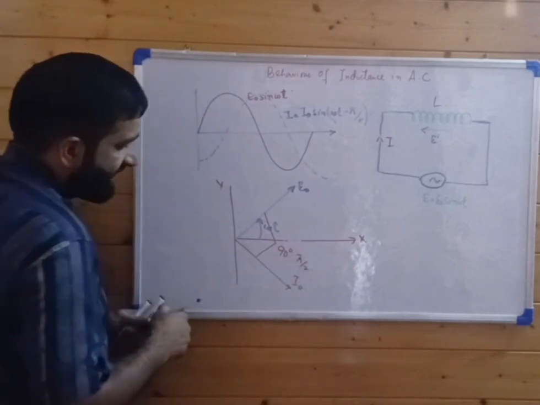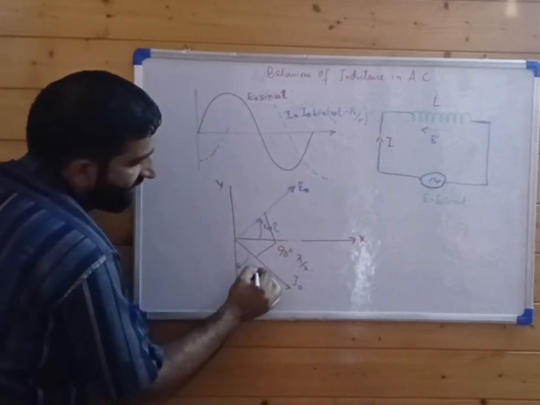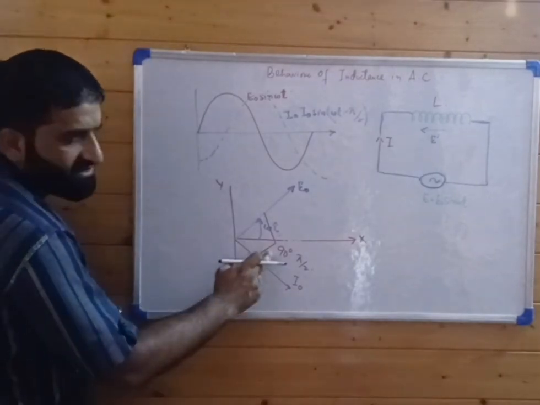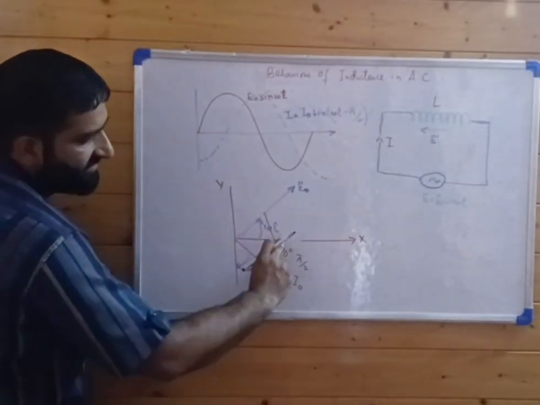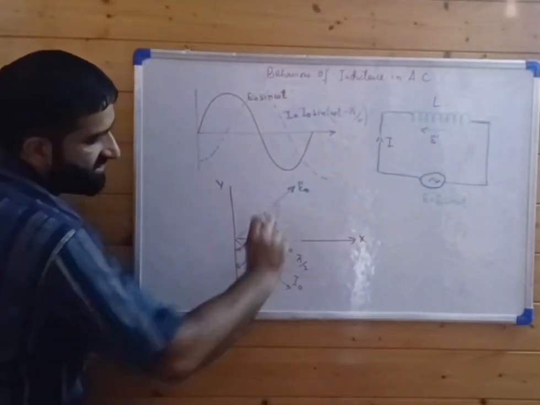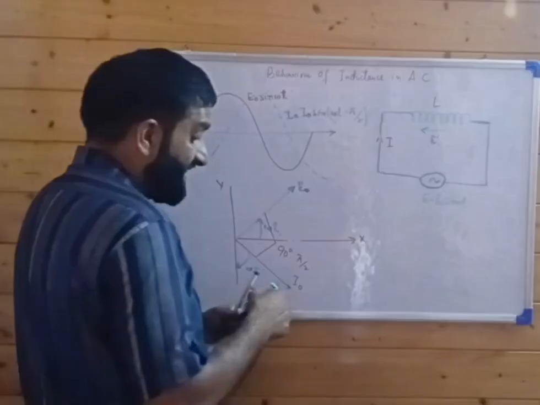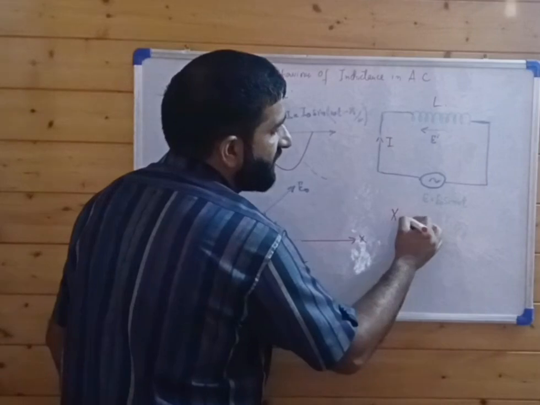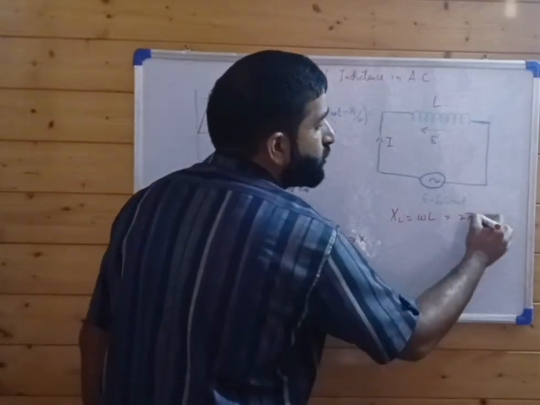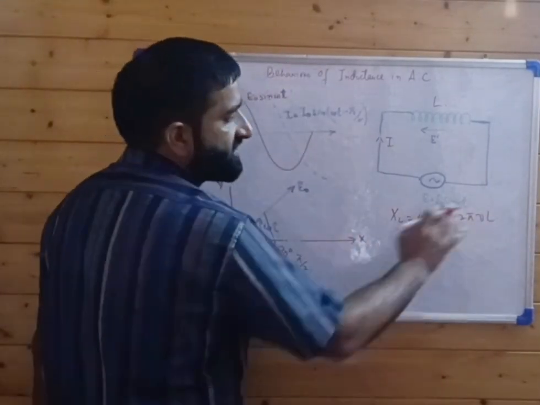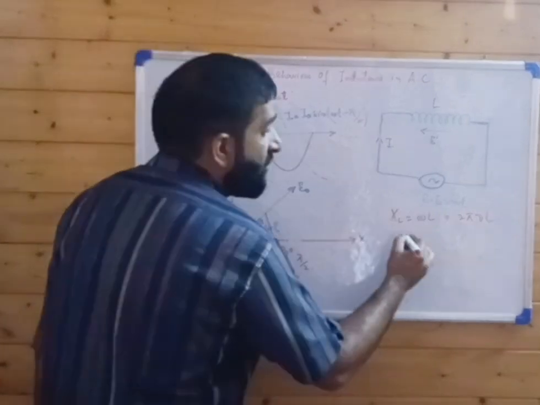But we can say that this angle is also equal to omega t, because this angle plus this angle is 90 degrees, and this angle plus this angle is 90 degrees. As this angle is common, this angle is equal to this angle. So this is omega t and this is omega t. Now the inductive reactance XL is equal to omega L, that is equal to 2 pi nu into L, where nu is the frequency and omega is the angular frequency.